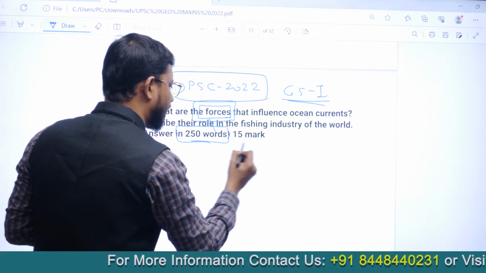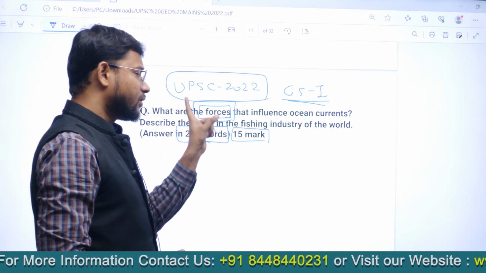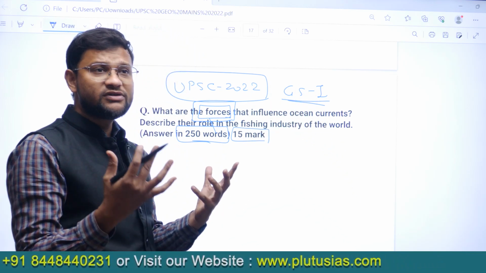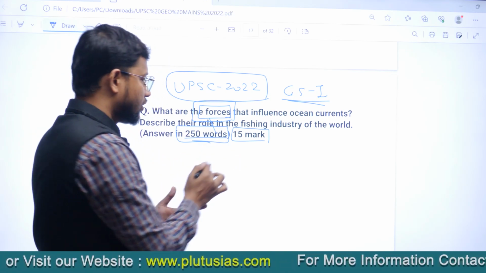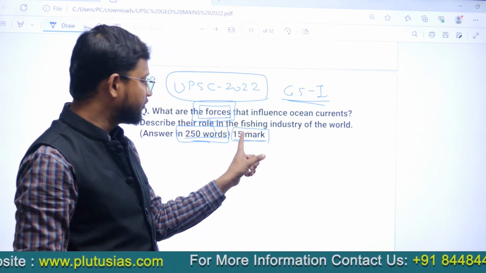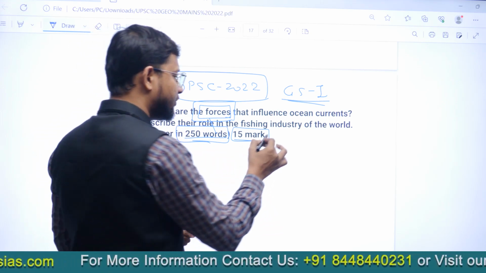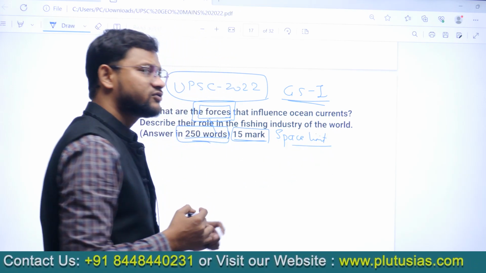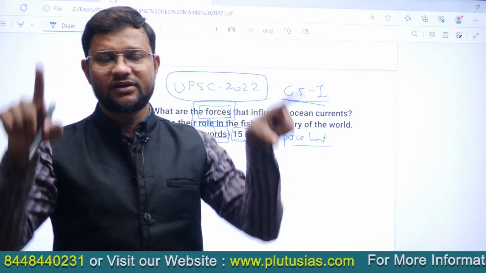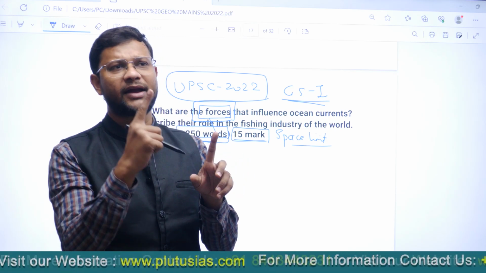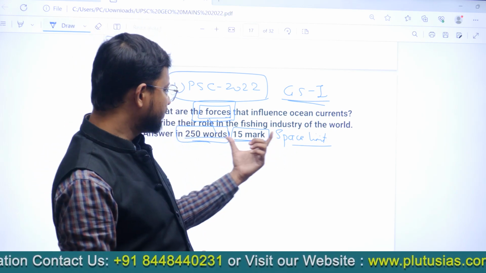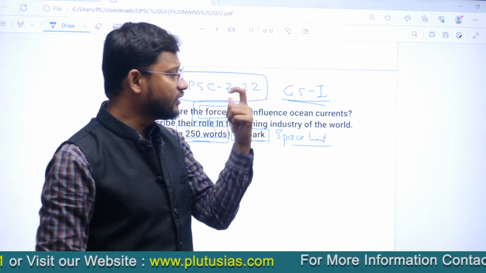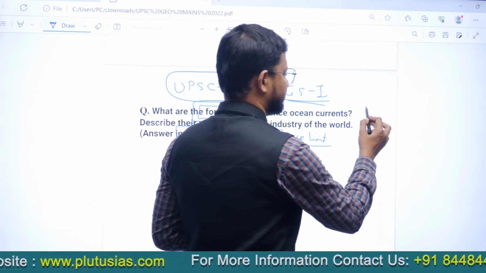When you are supposed to write it, you write within some visible limits and some invisible limits as well. Which are the visible limits? 250 words is the visible limit for 15 marks. Another visible limit is space: for 15 marks you will be provided 3 pages, front, back and front again. But there is one very critical limit that is invisible.